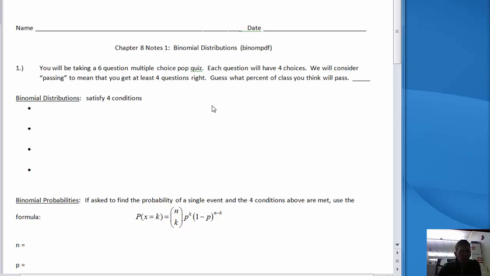These are the Chapter 8 Notes 1 on binomial distributions. Today we're going to talk about what a binomial distribution is and how it relates to probability.